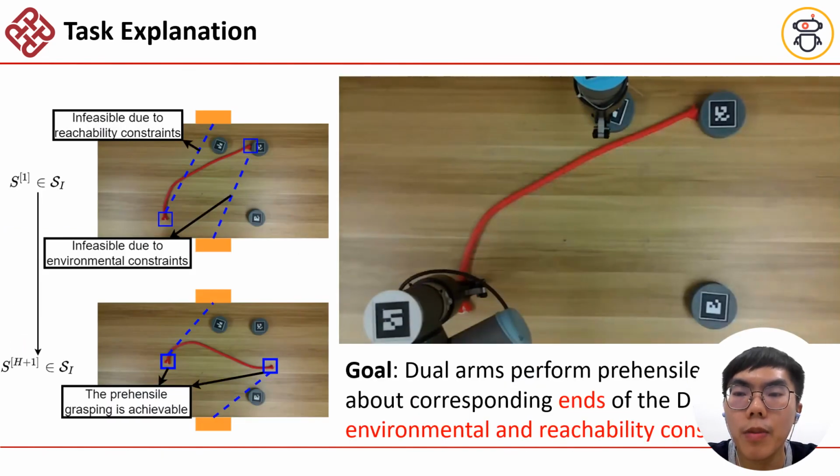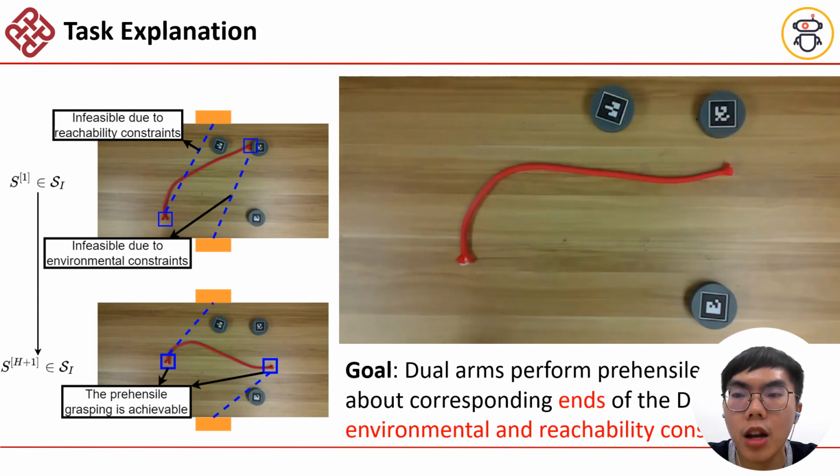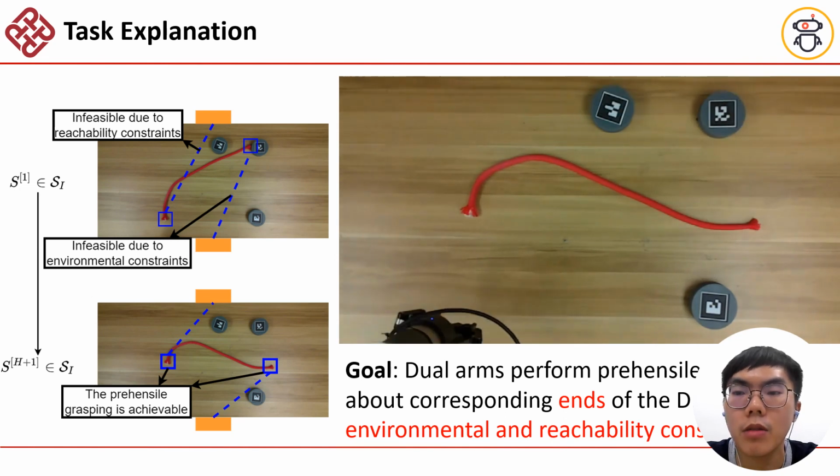In this paper, we provide a solution to this problem in the context of arranging a deformable linear object, DLO, to make it satisfy several geometric constraints, including robotic reachability and collision avoidance. Dual arms cannot grasp the ends of the DLO initially. Our goal is to change the state of the object to satisfy the geometric conditions.